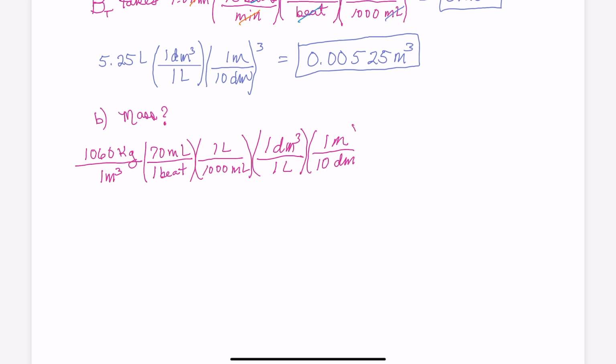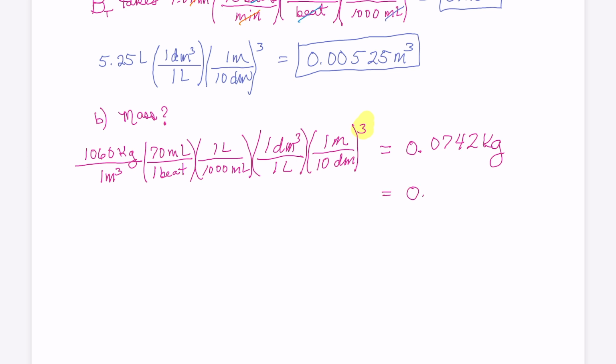That way we can cancel with the meters cubed in the very first term there that came from our density. Don't forget that that last conversion factor is cubed so that those decimeters cubed and those meters cubed cancel out. So be sure to cube the 10 or make it 1,000 when you type it into your calculator.